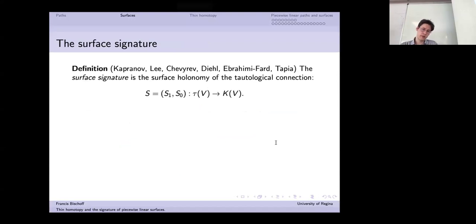Okay, so the surface signature is simply the surface holonomy of this tautological connection. It was first defined by Kapranov, and then these other authors studied it in some recent papers. I guess Kapranov didn't call it the signature. The terminology signature comes from people who work in stochastic analysis and things like that.